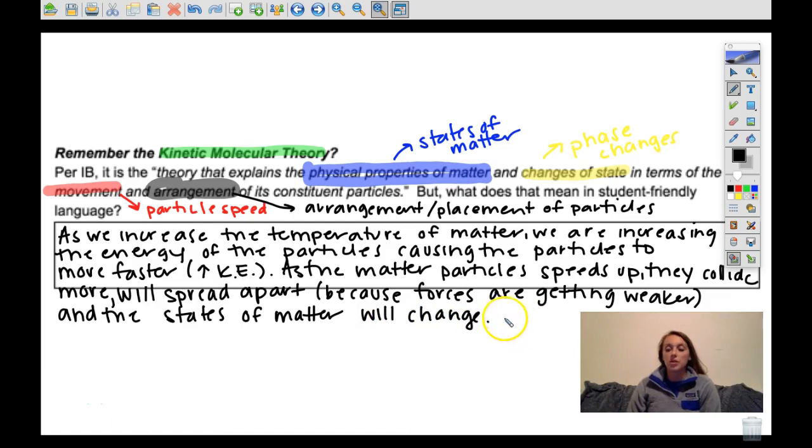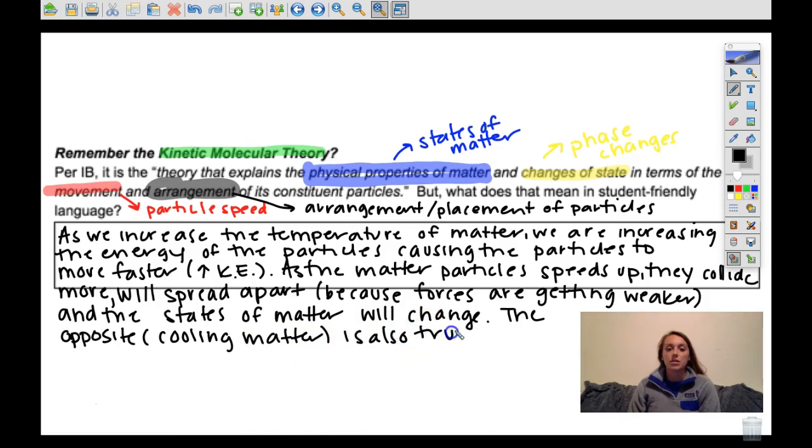And something that's important to remember is that the opposite, which in this case is cooling matter or making things colder, is also true. So even though that's a particularly long-winded explanation, that is a more student-friendly way to think about the kinetic molecular theory. So now we're going to turn the page of our note sheet and talk about those phase changes.